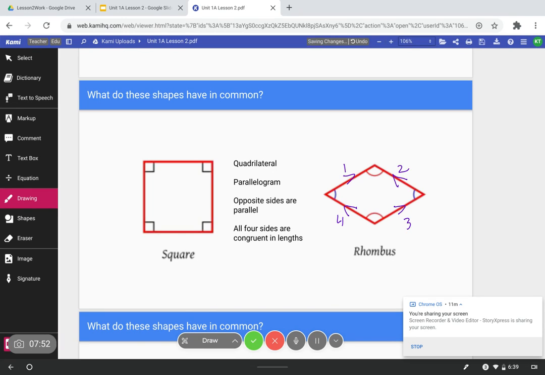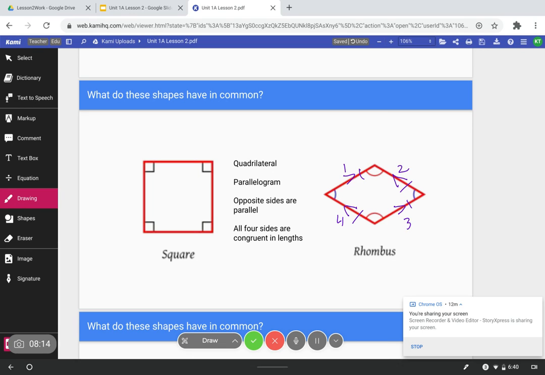All 4 sides are congruent in length. That checks out. Okay, so now I don't want to be a Debbie Downer, but what does the square have that the rhombus doesn't have? Let's list what they don't have in common.